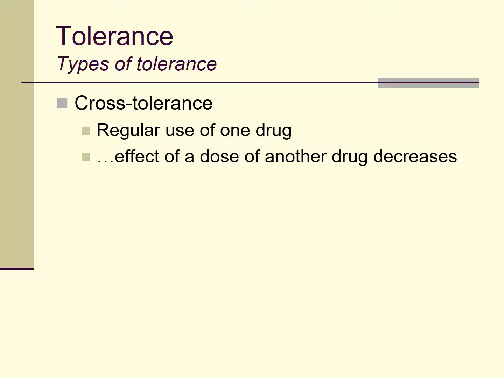A yet further type of tolerance is cross-tolerance. Cross-tolerance can occur when regular use of one drug leads to tolerance of another drug. So if you're regularly using a drug like psilocybin-bearing mushrooms, magic mushrooms, whether you realize it or not, you may develop a tolerance for the effects of LSD. That's a classic example of cross-tolerance. Or if you're a regular alcohol user, you can become tolerant to the effects of barbiturates, which are a class of depressant drugs or sedative drugs.